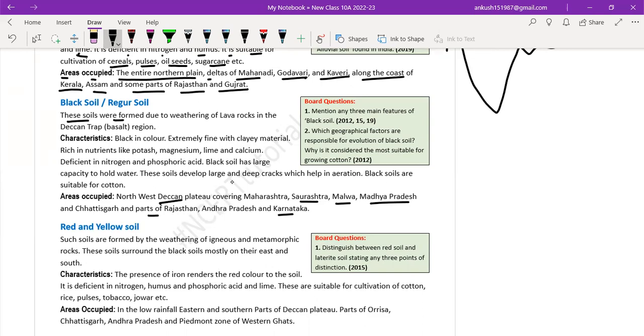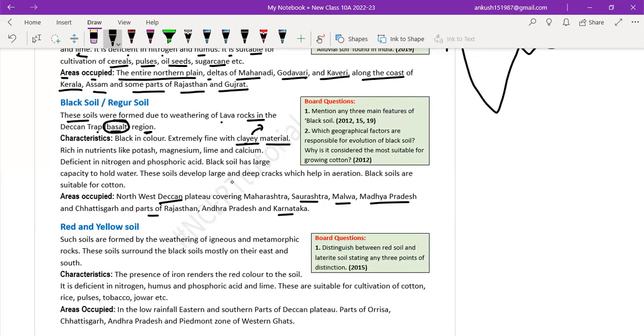Actually, these soils were formed due to weathering of lava rocks in the Deccan Trap, that is basalt. That rock type is basalt. Due to the formations, these lava rocks were crushed, and due to the weathering and their deposition on the soil, that became black soil. This black soil is definitely black in color. It is also called Regur soil. Okay, extremely fine with clay material.